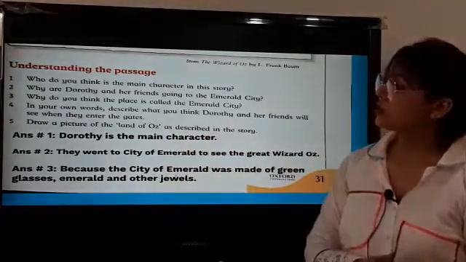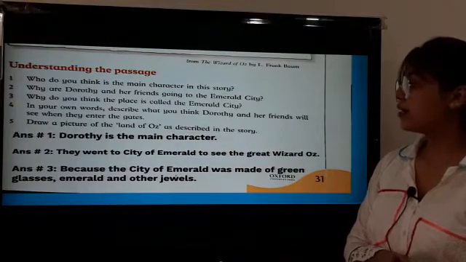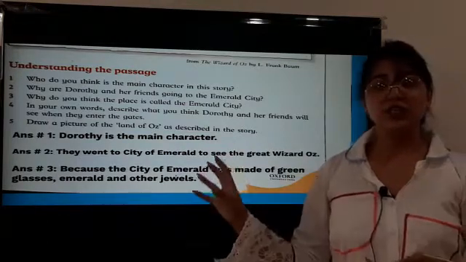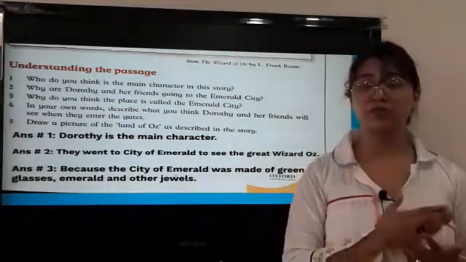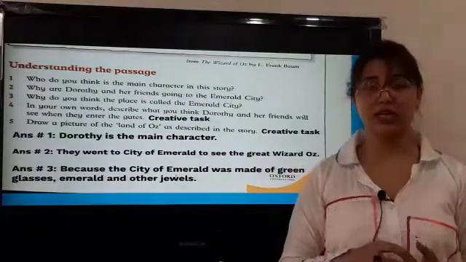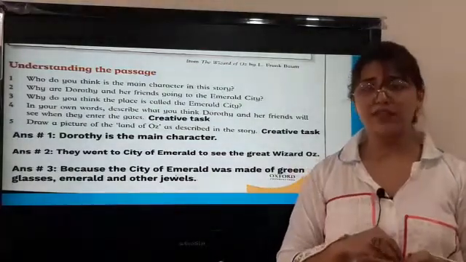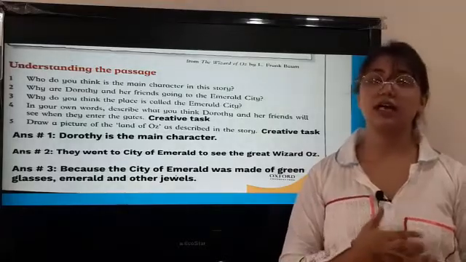And the last question is, draw a picture of the land of Oz described in the story. This picture is already drawn in your books, so draw that picture from there. And if you want to know more about this story, search it on Google, and there are many videos on YouTube. You can see that too.